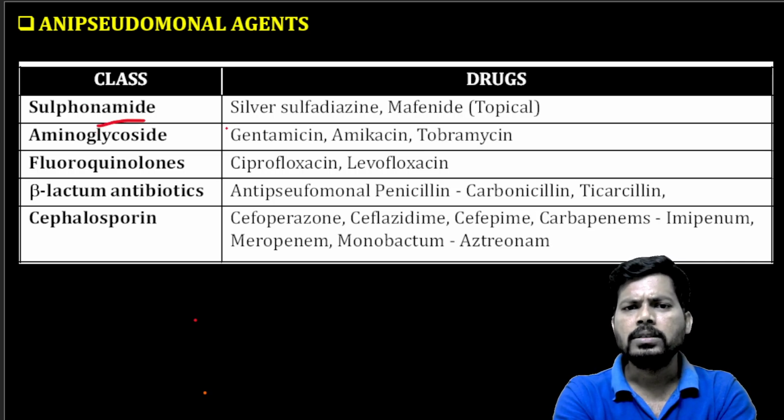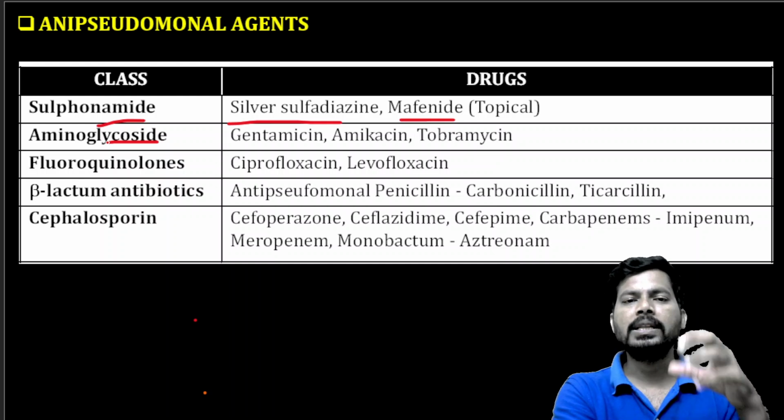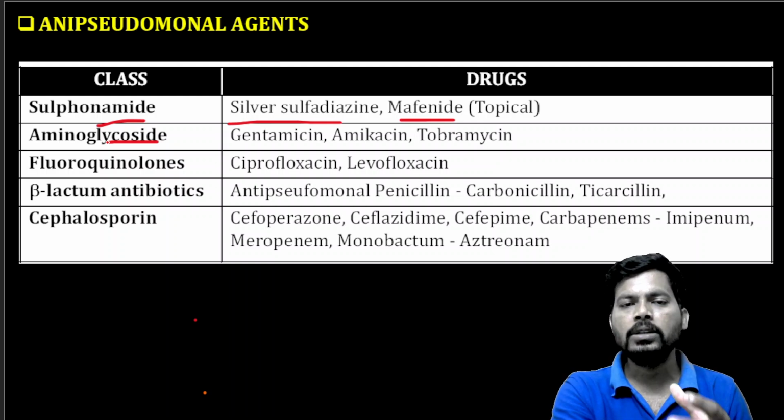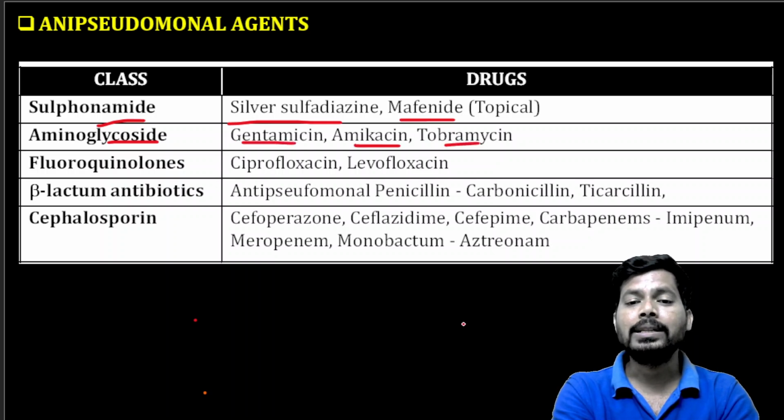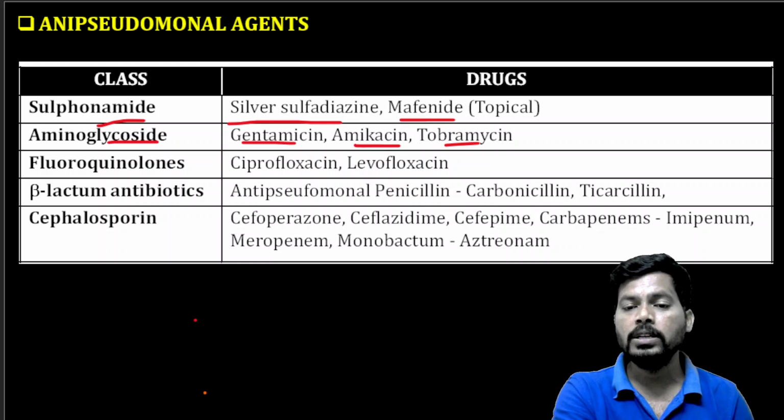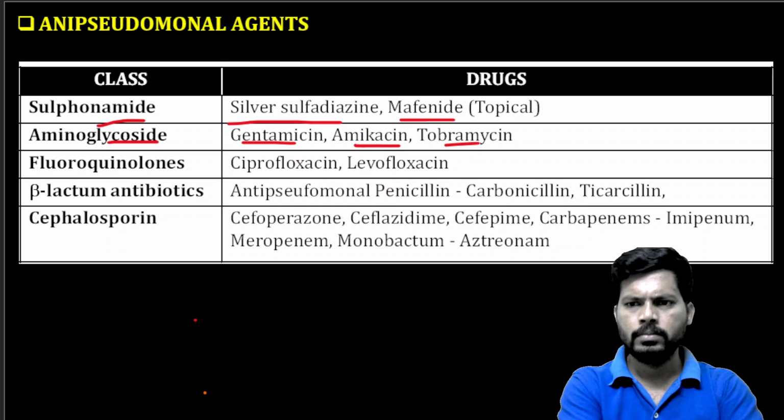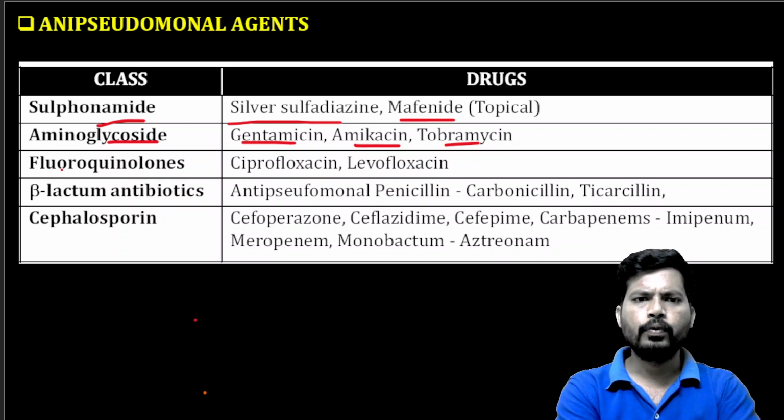Sulfonamides like silver sulfadiazine and mafenide acetate are topically useful. Aminoglycosides, as the name indicates, are amino sugars, polycationic in nature, with poor absorption and distribution through the oral route. Drugs like gentamicin, amikacin, and tobramycin are effective for treatment of pseudomonal infections, the infections caused by Pseudomonas, a gram-negative bacterium. Next, fluoroquinolones.